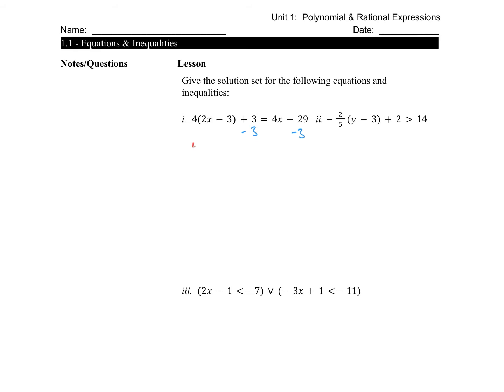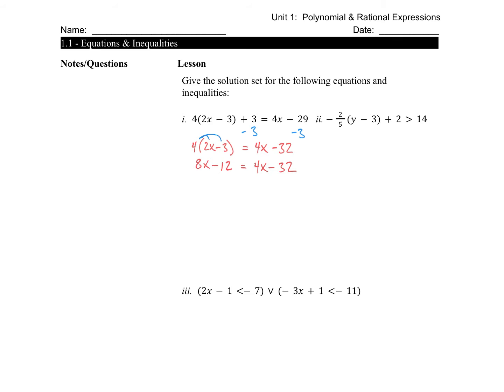So then you'll have your 4 times 2x minus 3 equals now 4x minus 32. Remember, negative 29 minus 3 would be negative 32. And then I can distribute that 4. Now, a lot of people want to distribute that 4 first. That's fine, but we're going to see a situation in a minute where distribution isn't necessarily the right thing to do, even though you're tempted to do it. So let's do that in this case. And I'll have 8x minus 12 equals 4x minus 32.